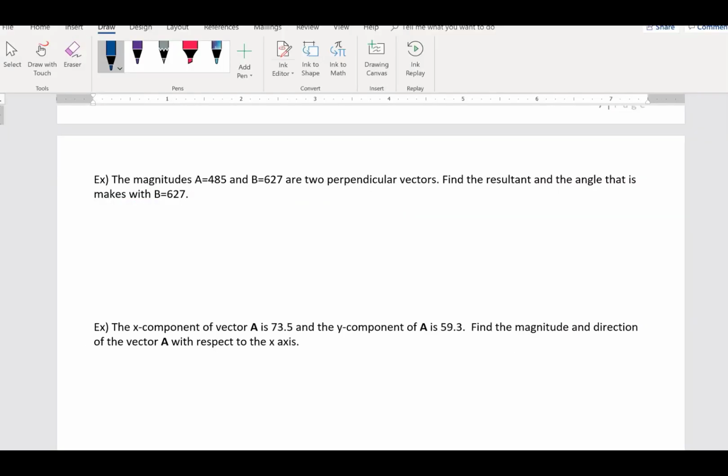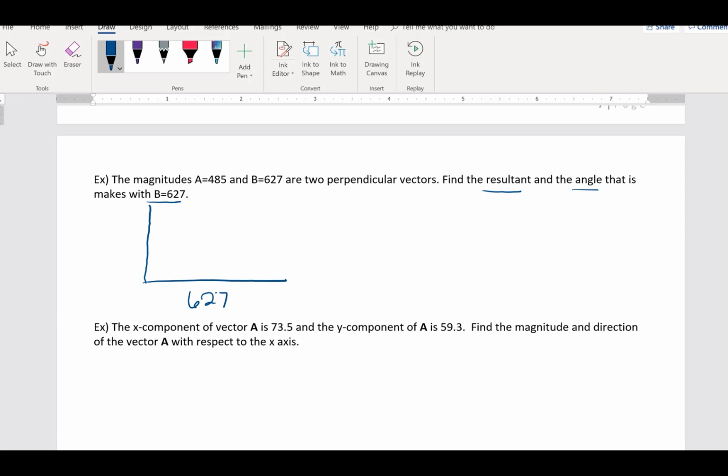The magnitudes A equaling 485 and B equaling 627 are two perpendicular vectors. Find the resultant and the angle that it makes with B equaling 627. So we always want to start on the x-axis. We can put either A or B here. I am going to put B here because we want the angle the resultant makes with B. The resultant will be somewhere in between A and B.